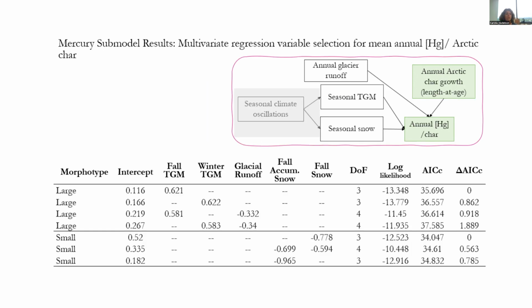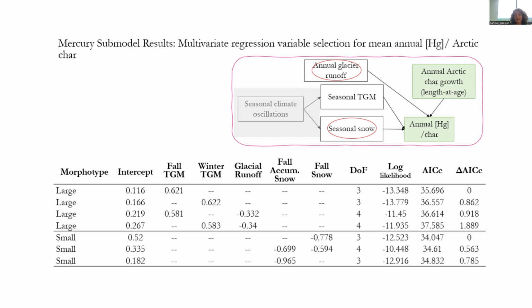So now let's get into our mercury model results. As you can see, this is our first step, so we don't have our oscillations in this model. In this model, we started with 14 variables. Again, we went through the selection process to find the most significant predictors for the large and small morphs. And first of all, we found that the fall and winter seasons were incorporated in these models, but spring and summer were not.